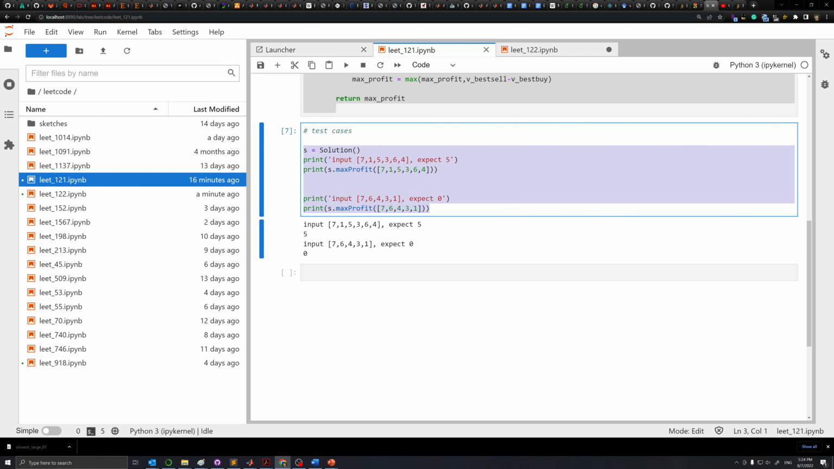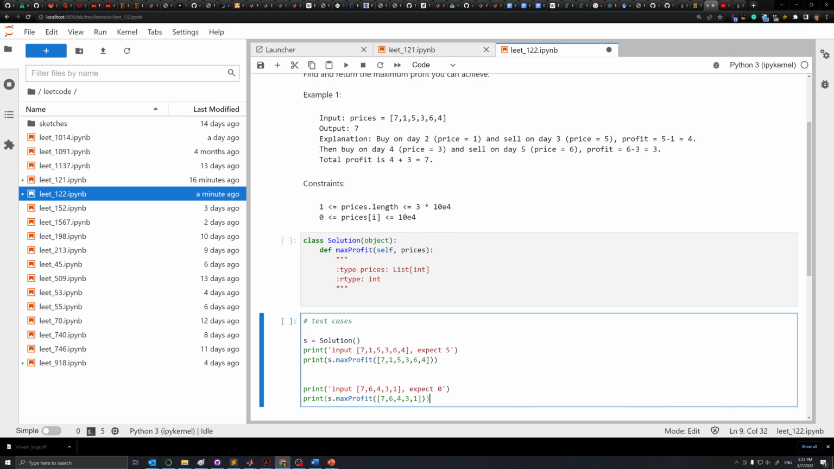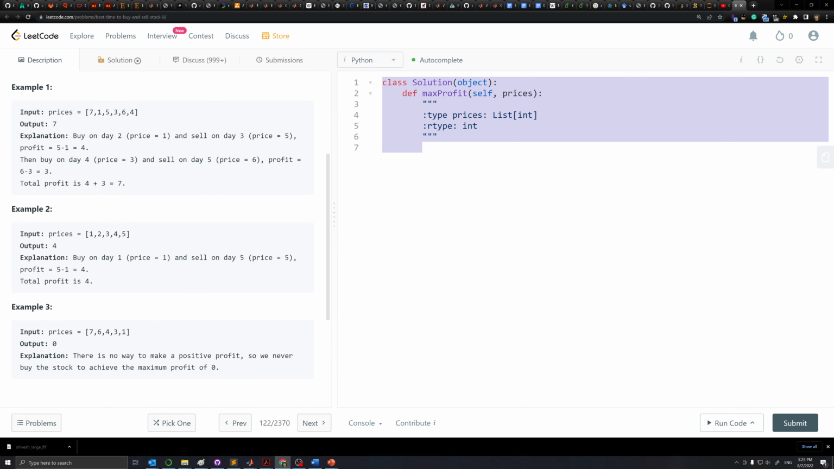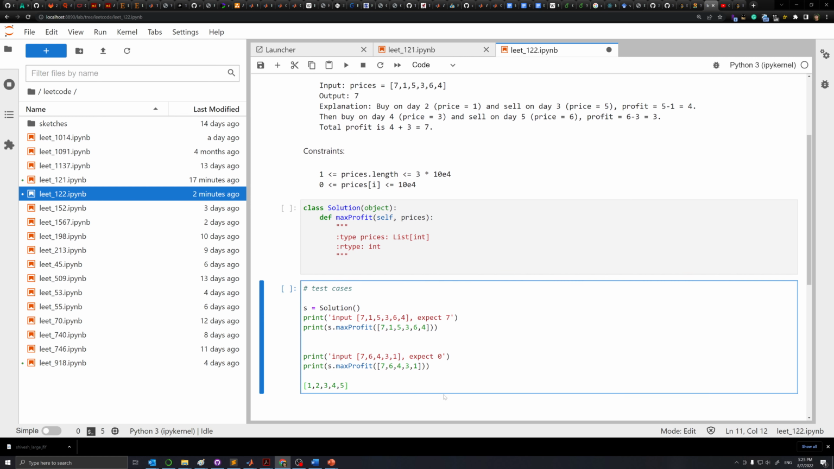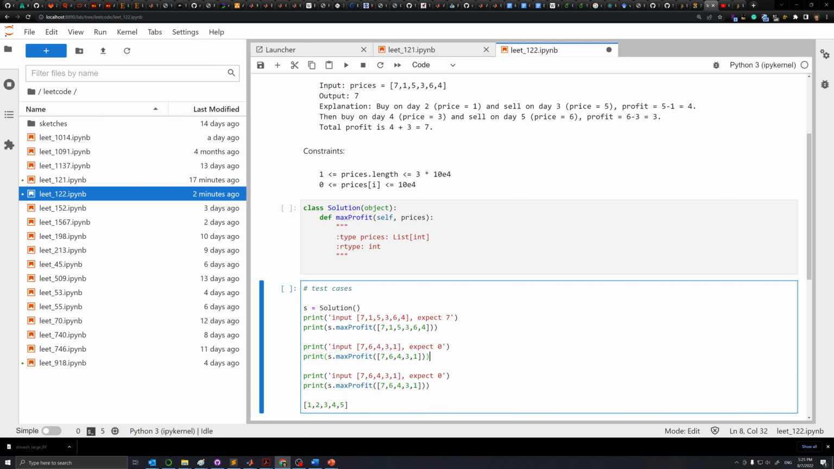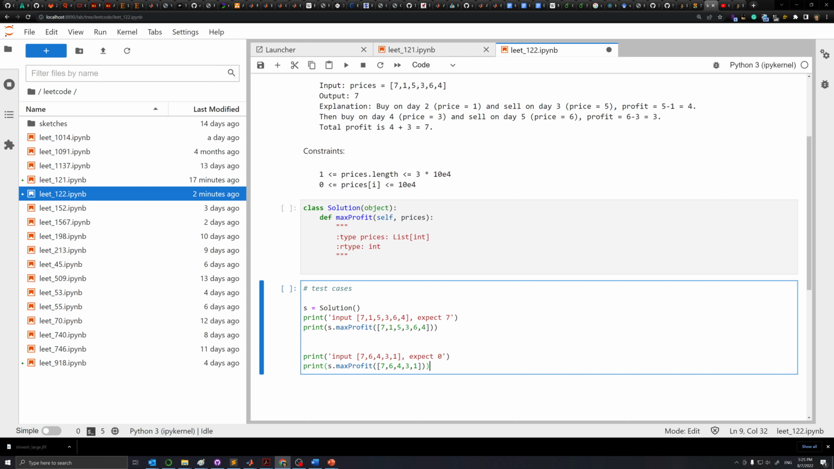For example, if things are like this, you know what? They're actually the exact same test cases, but of course the answers are different. For this one, we're expecting 7, and for this one, we're expecting 0. And for this one, we're expecting 4. Yes, this one we're expecting 0, and for this one, whoops, what did I do?